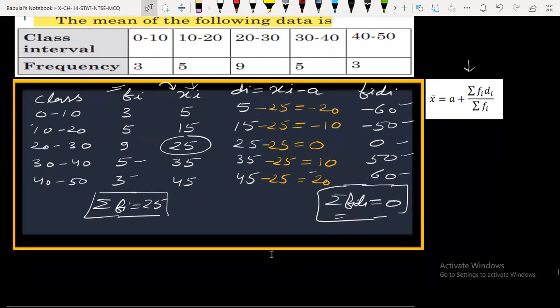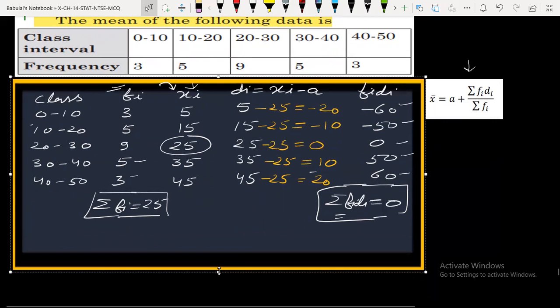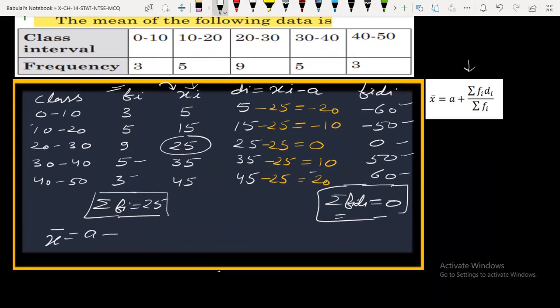Now we have to put these values in the formula. So x bar, the mean, is equal to a, this assumed mean, plus total fi di upon total fi. Here the assumed mean we have taken is 25.